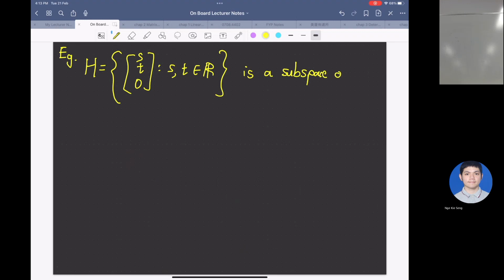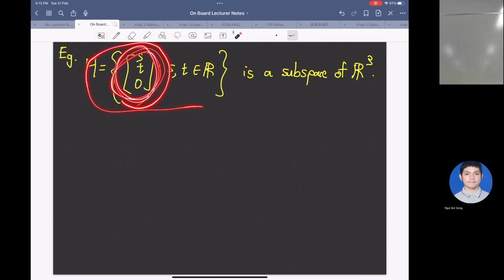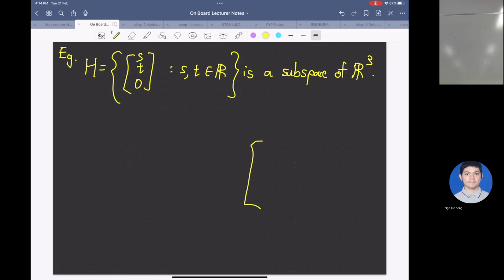Any idea? What's the space of this element in H live in? Where does this guy live? R2? You sure? How many entries? 3. Okay. How about this guy? Where does this guy live in? R3. Yeah. So this guy is in R3. So H is a subset of R3.